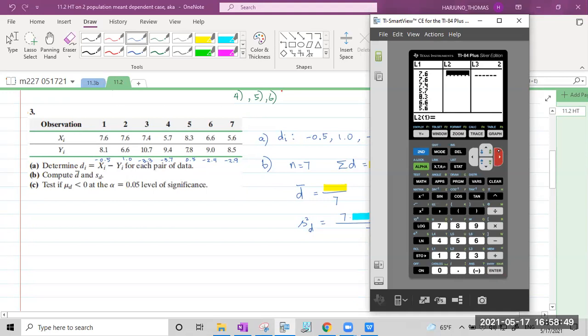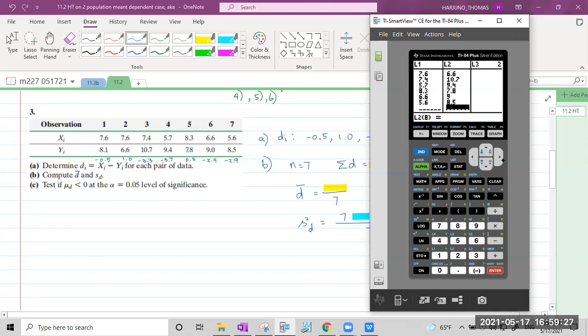Okay, now list 2. Make sure you do it in the same order. Okay, Y1 is 8.1. Y2 is 6.6. Y3 is 10.7. Y4 is 9.4. Y5 is 7.8. Y6 is 9.0. And then Y7 is 8.5. Okay, I entered all the numbers.